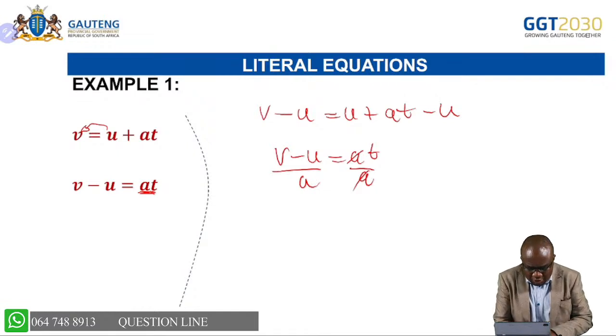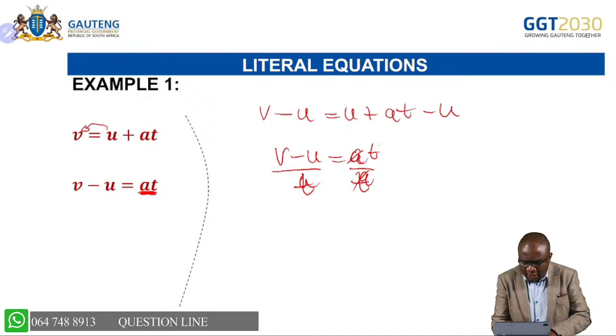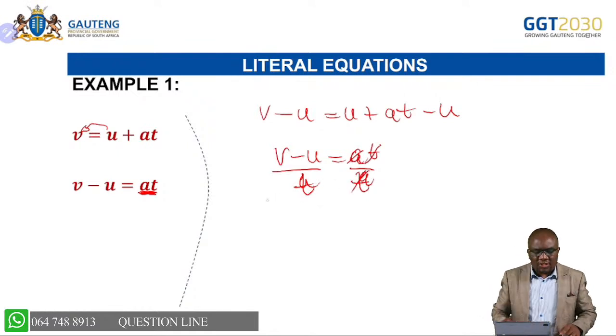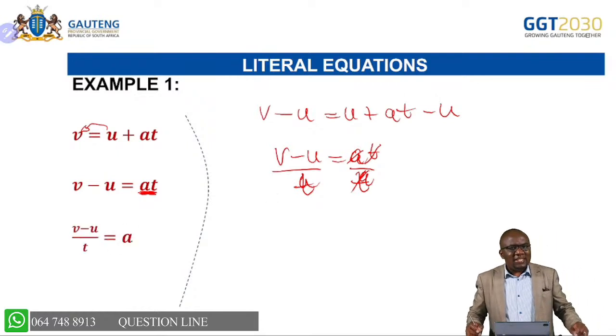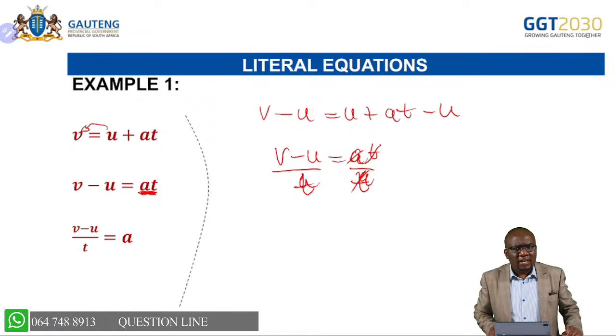Now we divide both sides by t. So let's use t here. A is still what we want. And then t divided by t is 1. Then we remain with a is equal to. Now a is the subject of the formula.